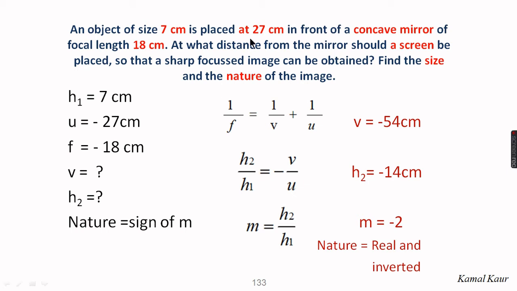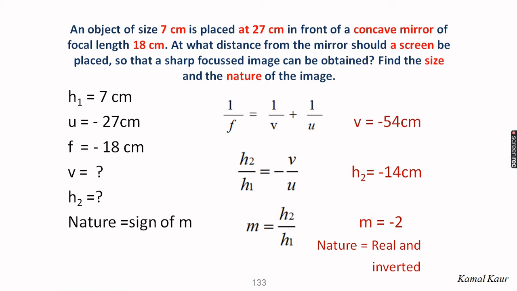It is placed at a distance of 27 centimeter, which will be negative, from a concave mirror of focal length 18. Because it is a concave mirror, f has to be negative. F is minus 18. At what distance from the mirror should a screen be placed? Now we know that wherever the screen will be, the image will be formed there only. So indirectly they have told us to find the distance of the image. Means we need to find v, the size h2 and the nature m. So we need to find the three things v, h2 and m.